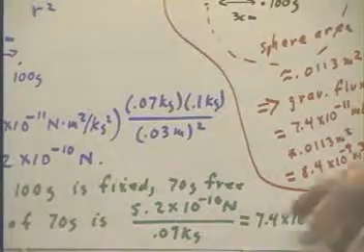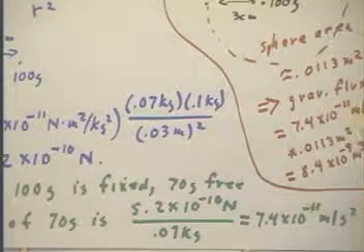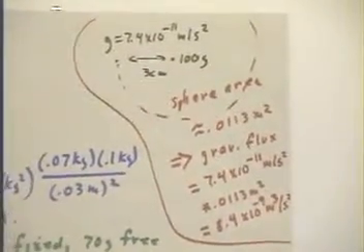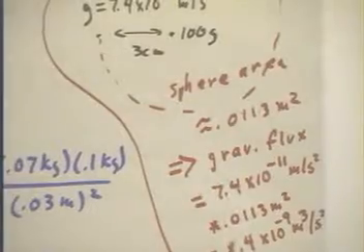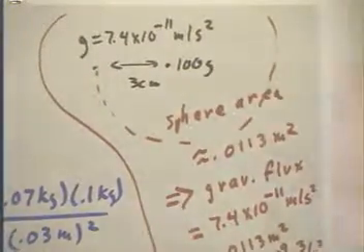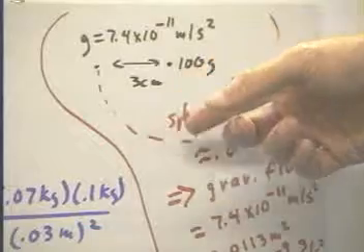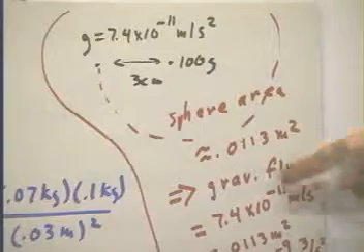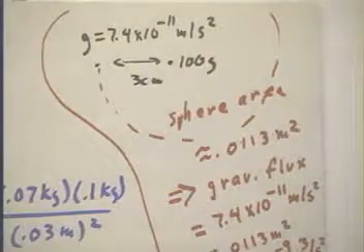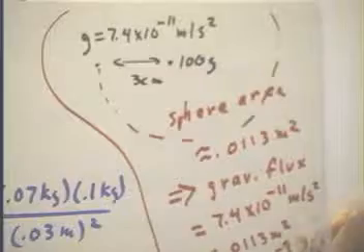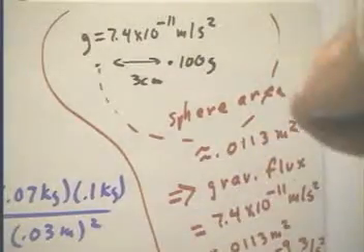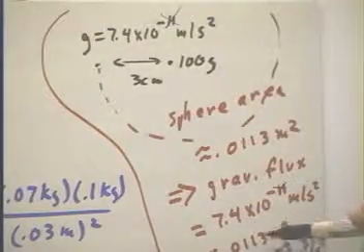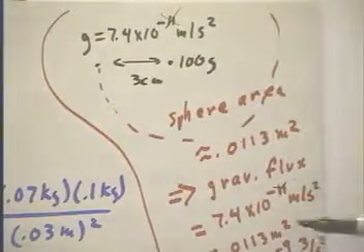Now, knowing the gravitational field to be 7.4 times 10 to the negative 9th meters per second squared, we can calculate the flux. We've got g, our acceleration. We can find the area of the sphere and multiply it by the gravitational field, and we're going to get the flux. Well, the area is, as before, 0.0113 square meters, which implies the gravitational flux is our 7.4 times 10 to the negative 9th meters per second squared, multiplied by 0.0113 square meters.